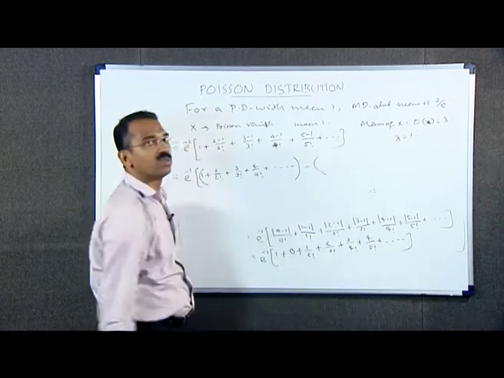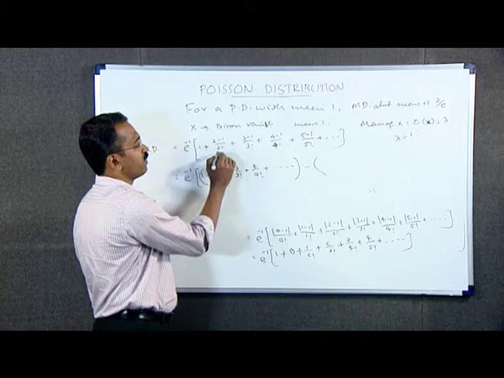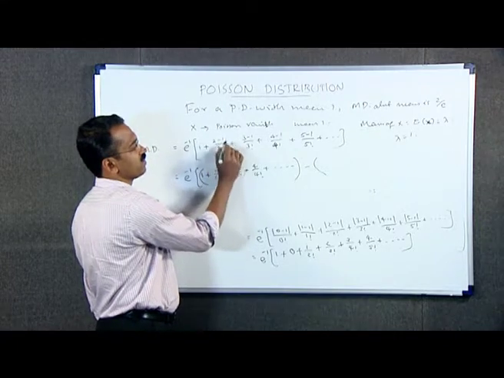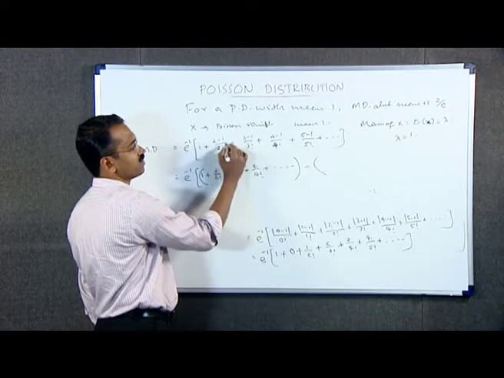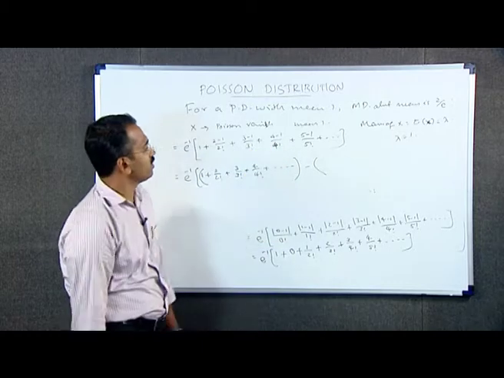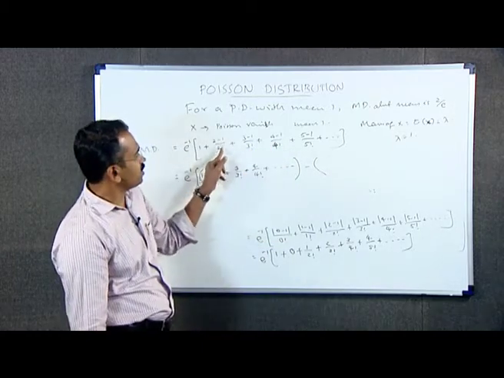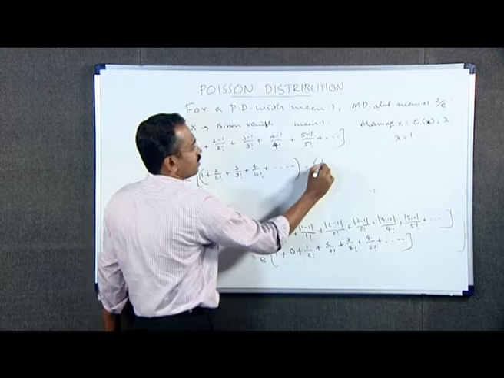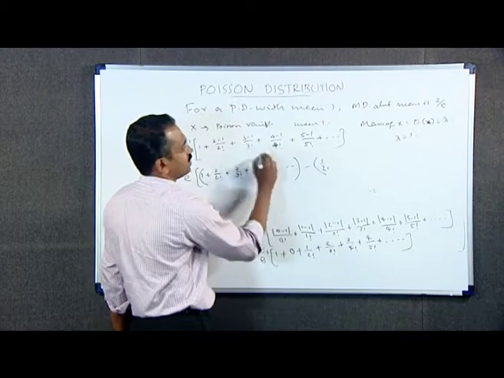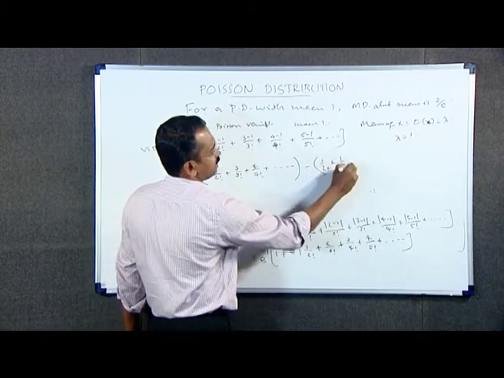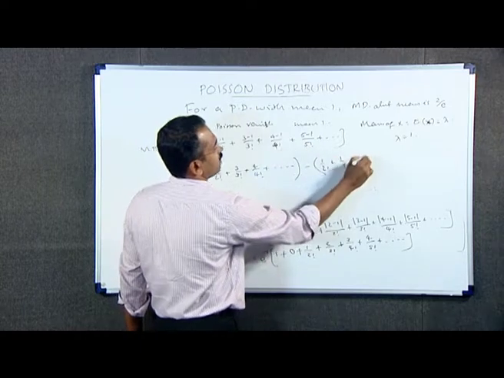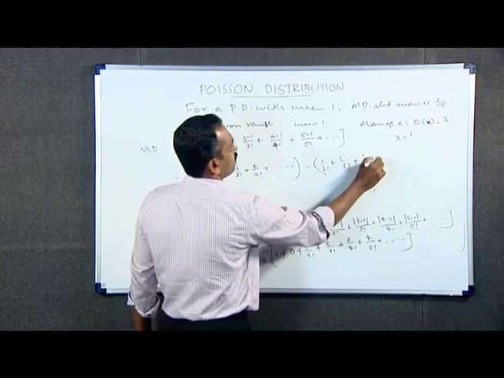Minus the remaining terms are 1 by 2 factorial here, minus all terms containing minus 1 by, here first term is minus 1 by 2 factorial. In this term 1 by 3 factorial, in this term 1 by 4 factorial plus etc.